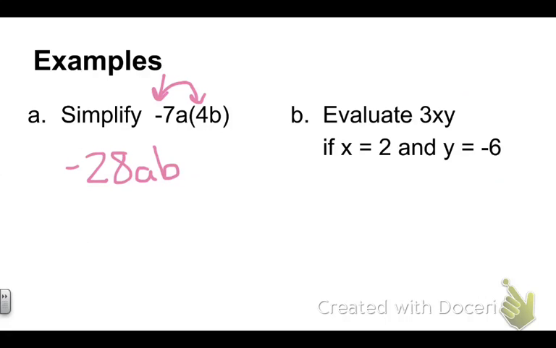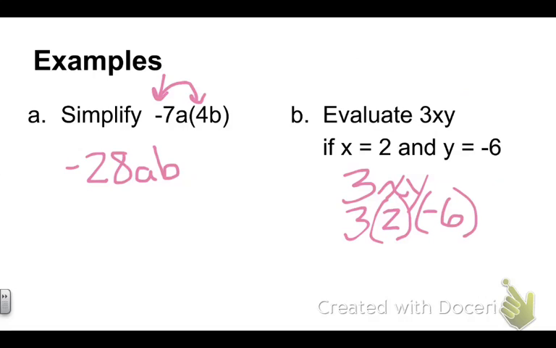Example B wants you to evaluate. Evaluate 3xy if x equals 2 and y equals -6. So this is when you need to go in and you need to substitute. You need to plug in. You need to replace those variables with the numbers. So I'm just going to write it. 3xy is going to become 3, instead of times x, there's my parentheses. I'm not putting in an x for multiplying. 3 times 2, and instead of y, it's times, there's my parentheses again, times -6.